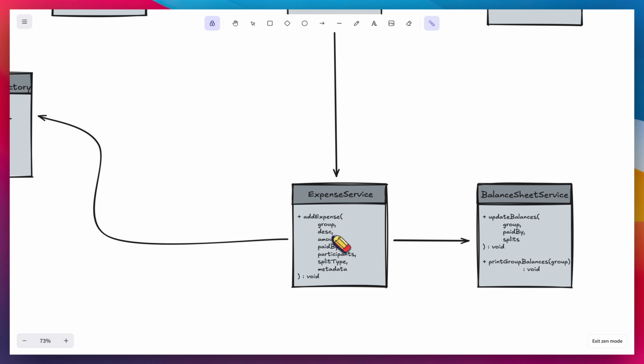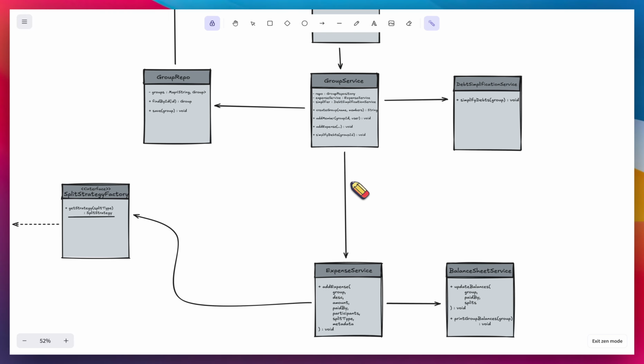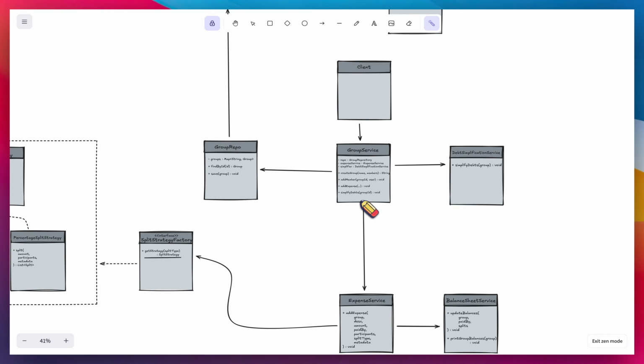And once I create the expense object, the balance sheet of all the users in that group would be updated, isn't it? Because there is a new expense which was added to the group. So all the logic related to updating the balance sheet would lie in this particular class. All right. So we have gone through each and every class.